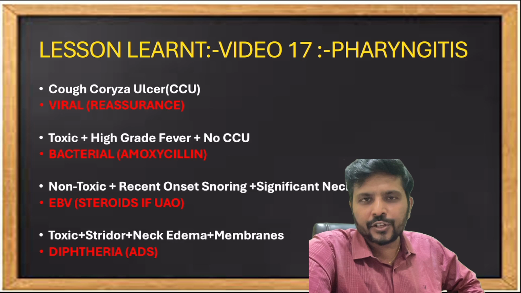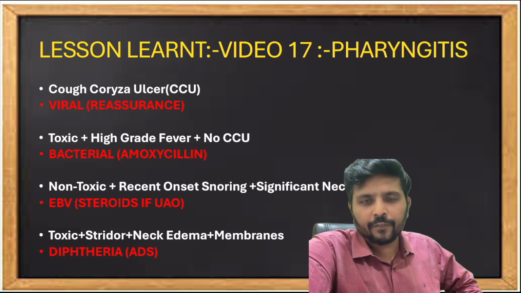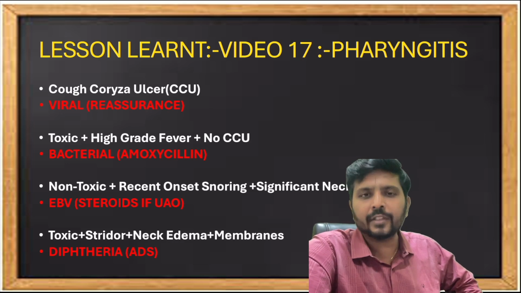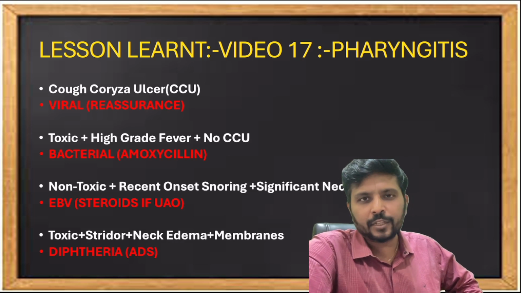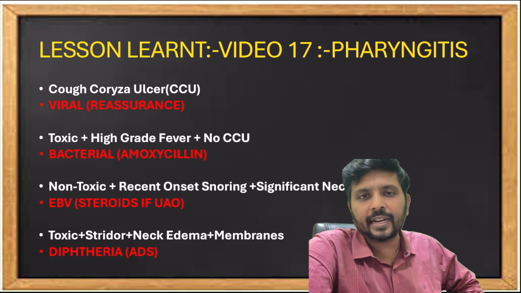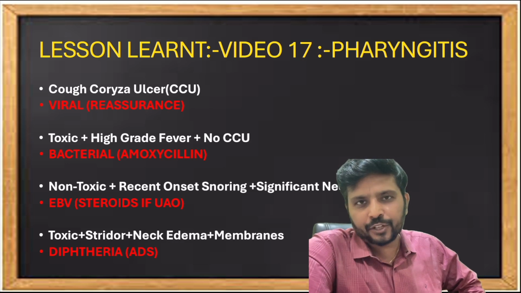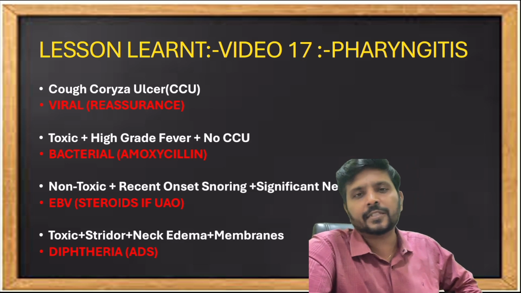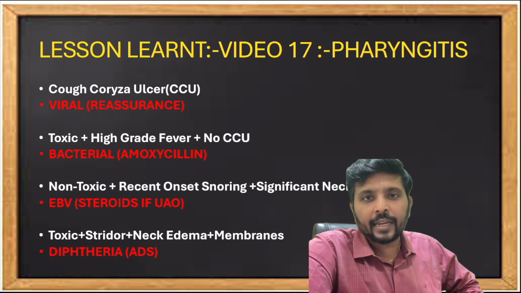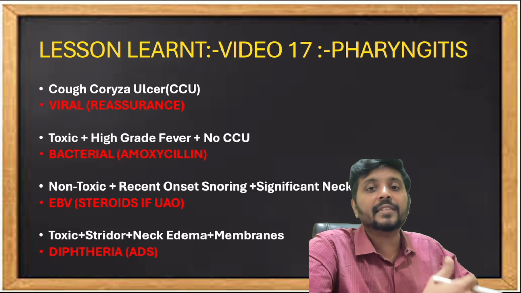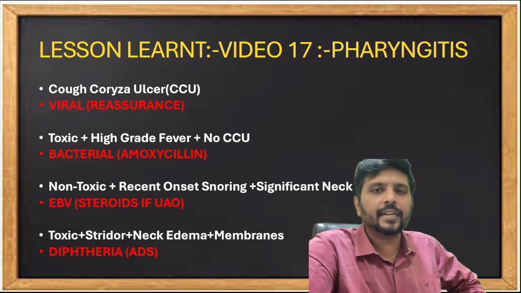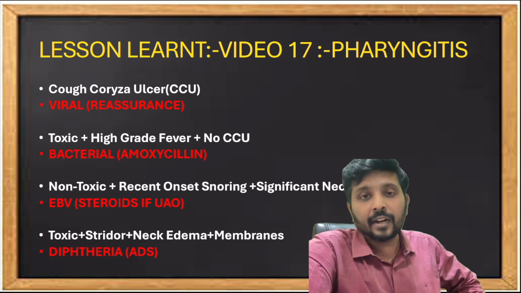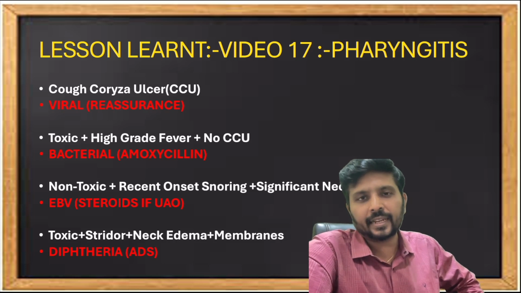Whereas a non-toxic child with significant anterior group of nodes, posterior group of nodes along with palatal petechiae is infectious mononucleosis unless otherwise proved. Steroids are indicated only when there is a significant upper airway obstruction in the form of severe recent onset snoring or odynophagia, not able to swallow. And finally, without any high grade fever, if you have significant toxicity along with edema involving the neck, think in terms of diphtheria, and here the drug of choice is anti-diphtheria serum rather than an antibiotic.